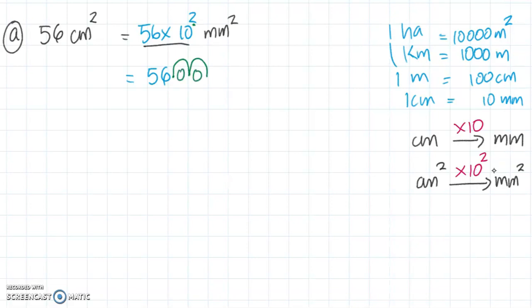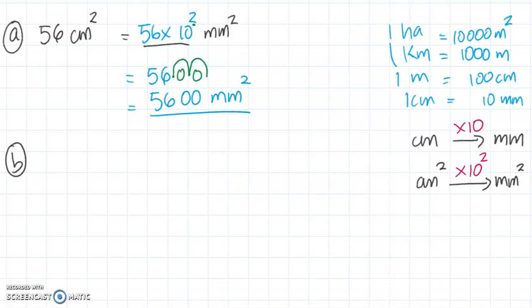The gaps are filled out by our zeros, and what we end up getting is 56. Let me rewrite that a bit neater. 5,600 square millimeters. Okay, now let's look at another example.